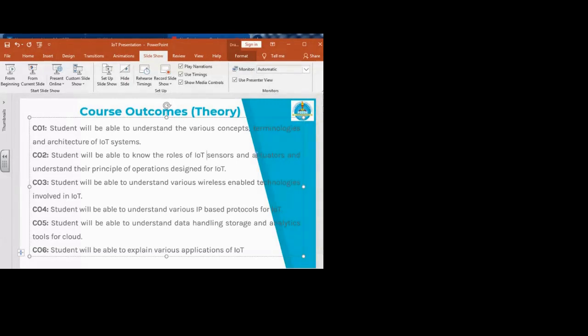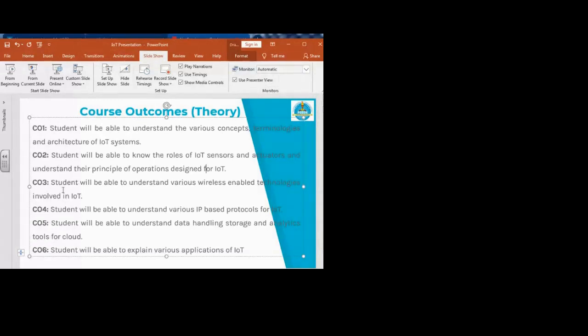Not only the sensor, in the same way you can go for selection of actuators, isn't it? Actuators are nothing but your output devices. It might be your relays or any kind of specific motors, or you can have your LCD devices. These are the different actuators. So you should know the working functionality of all these actuators and sensors, means you should know their principle of operation that is required for designing your real-time applications. Got it? All of you, the second CO statement is regarding your sensors and actuators.